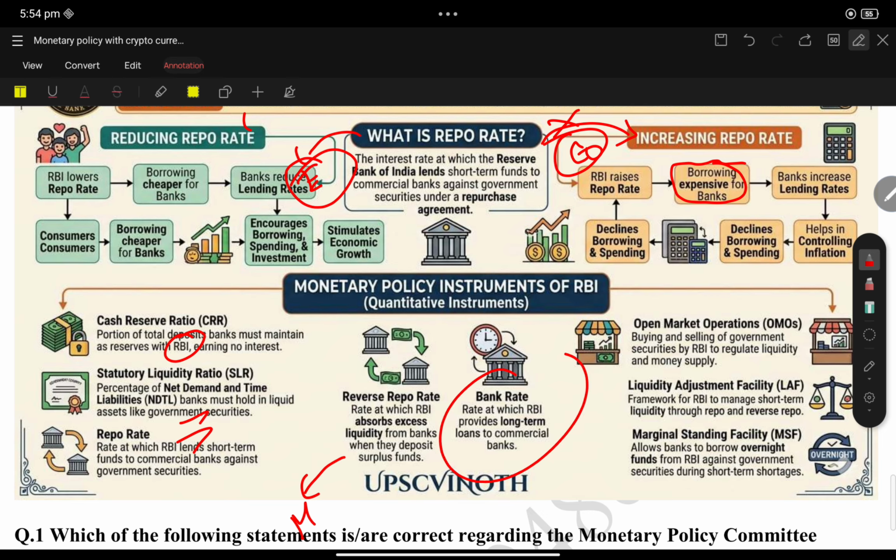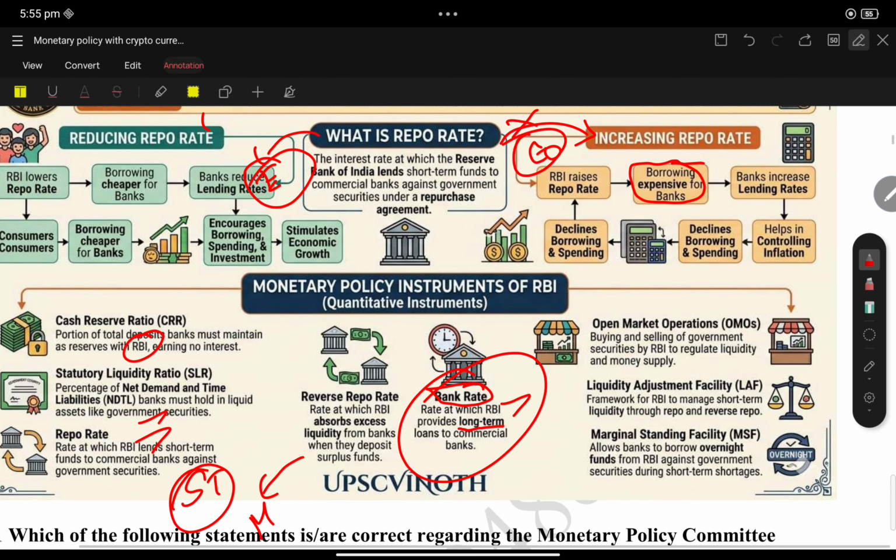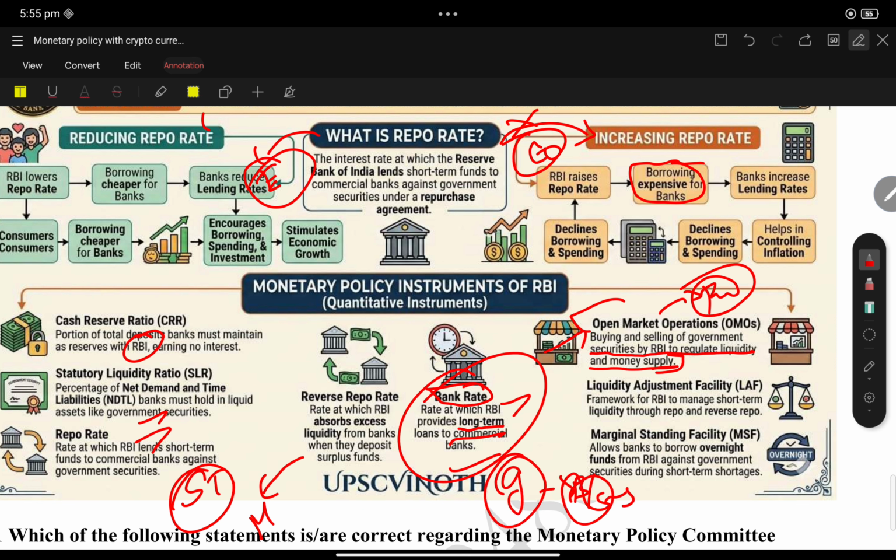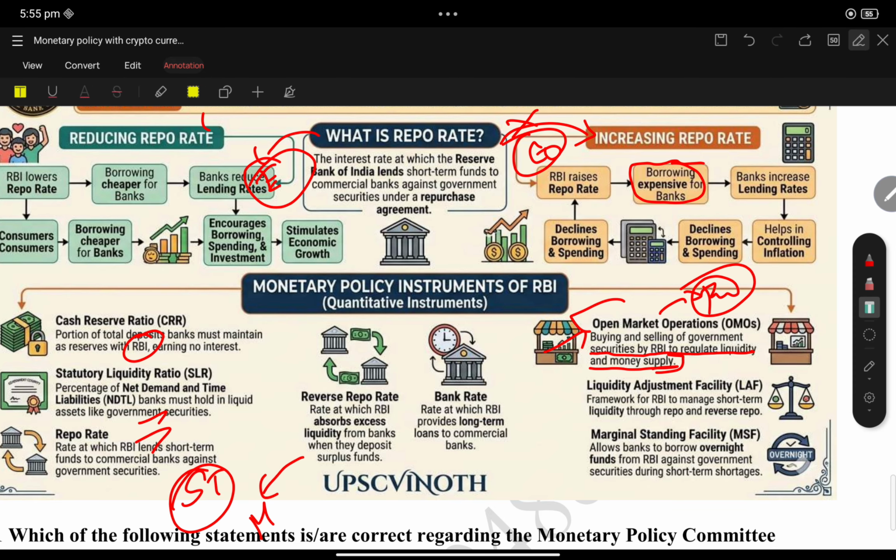It is very easy. Bank rate is the rate at which RBI provides long-term loans. See, repo rate is short-term, bank rate is long-term loan to the commercial banks. What is open market operation? It is also one PYQ. Directly they will ask: buying and selling of government securities by RBI to regulate liquidity and money supply is called open market operation. So buying and selling government securities and regulating the money supply and liquidity in the economy is termed open market operation.